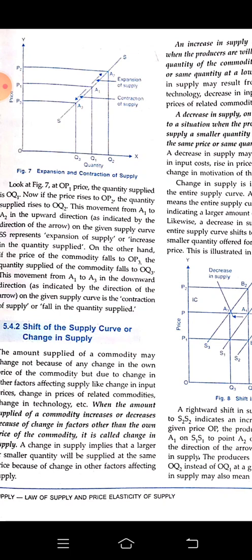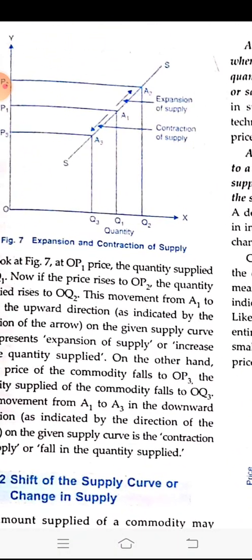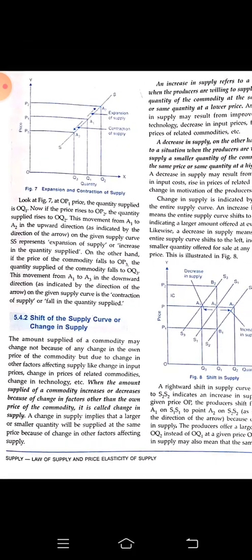This means there is only one supply curve and we are just moving, going up or coming down. That is expansion or contraction, but there is only one supply curve. It is only talking about one product and its change in price. This is happening because there is a change in the price of that same product. Next is shift of supply curve, or change in supply curve.